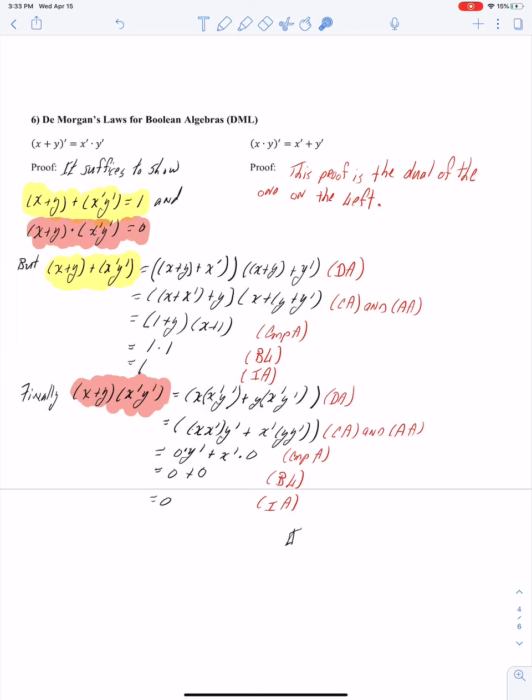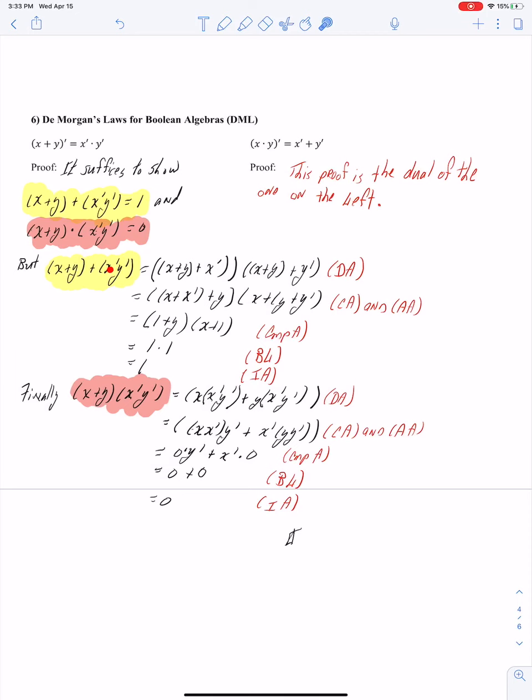Okay, so now I'm going to concentrate on those two statements, and in particular, I'm going to look at the first one, which I've outlined in yellow, and I'm going to start over here, and I'm going to end up with 1. So here goes. This is equal to, and now what am I going to use? I'm going to use the distributive axiom. Okay? But I'm thinking of it as this element add x prime dot y prime.